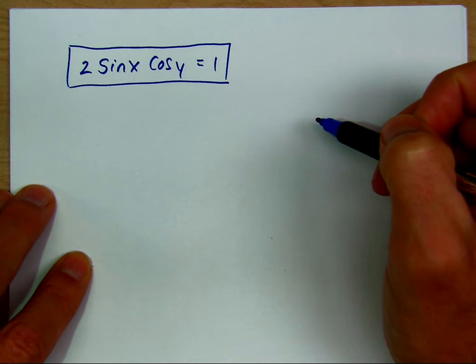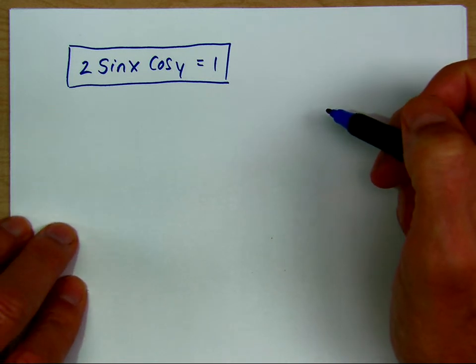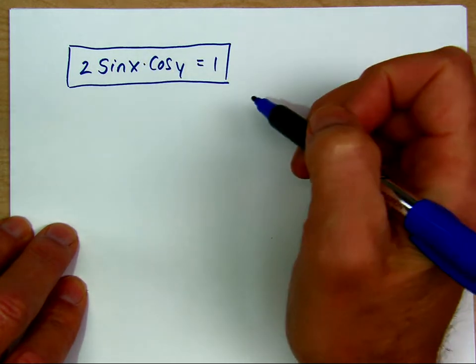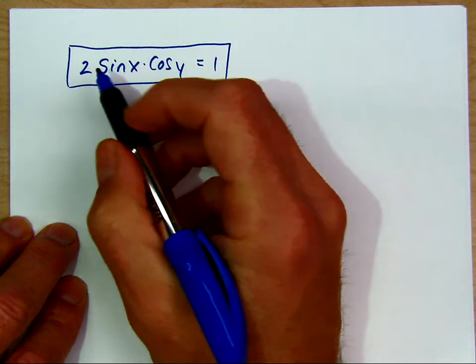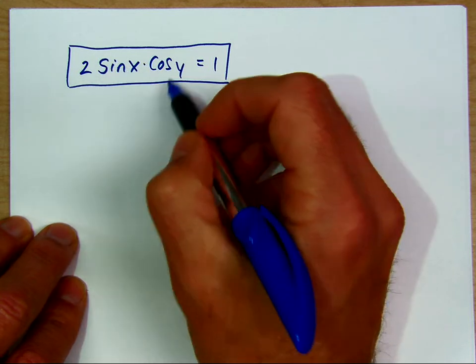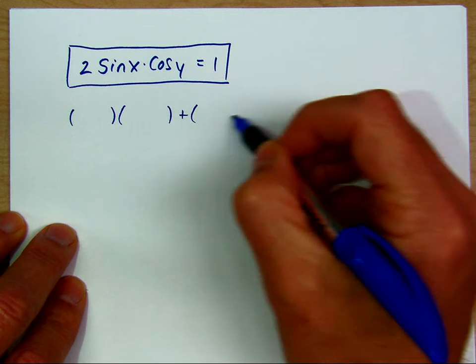Okay, pause the video and try this one. Watch for, find out where the product is. So we do have a product there, so we have to do a product rule. I'll just leave the 2 with the sine, and that'll be the first factor, and cosine will be the second factor. So we just have one product rule.